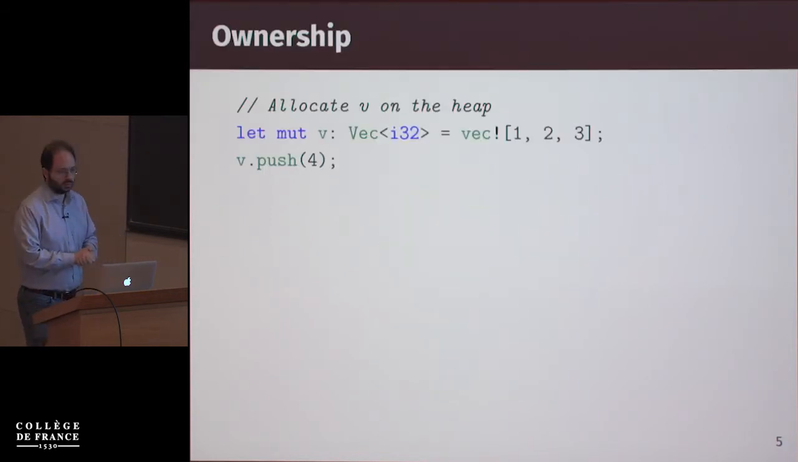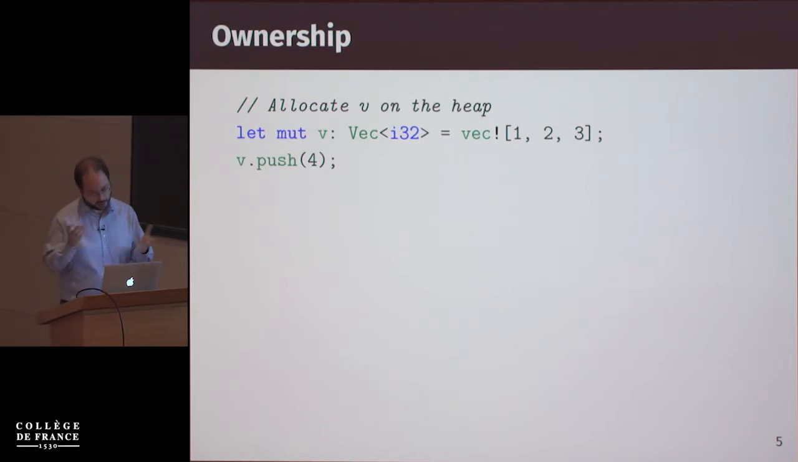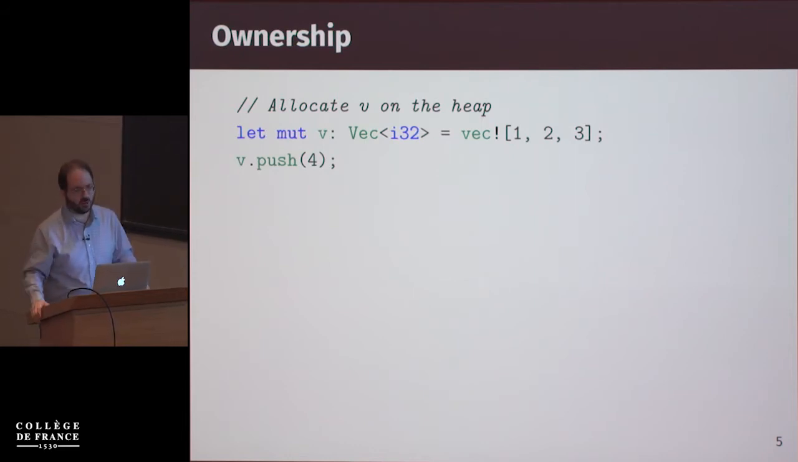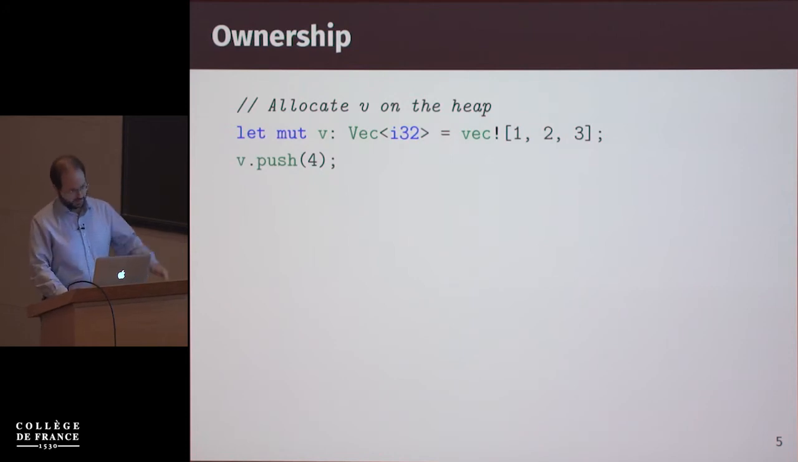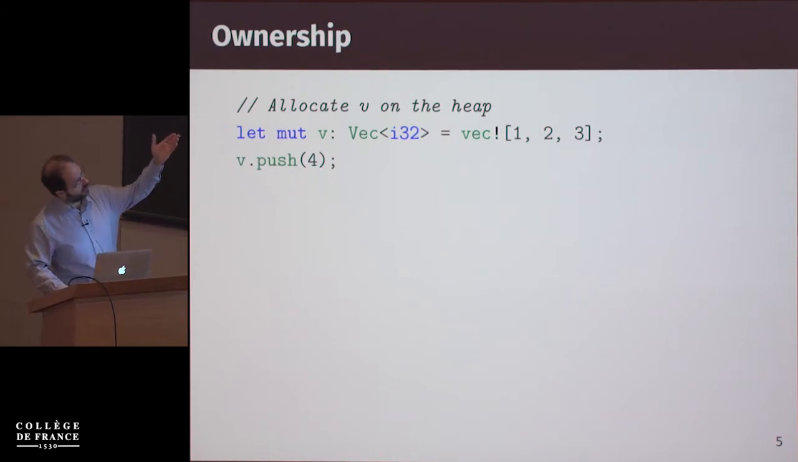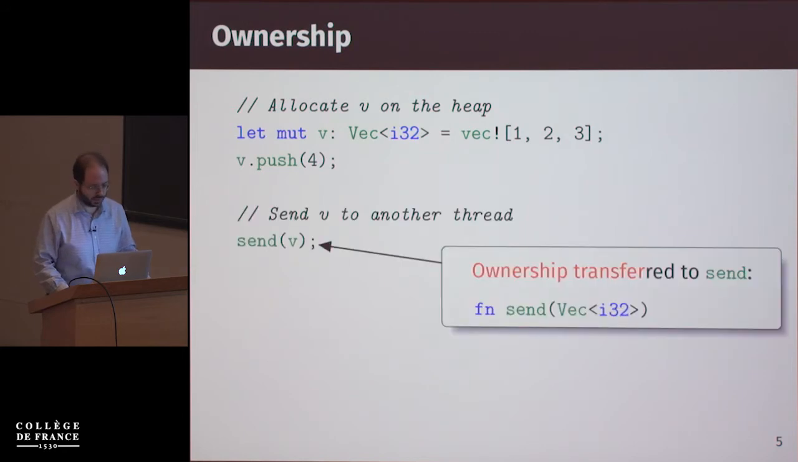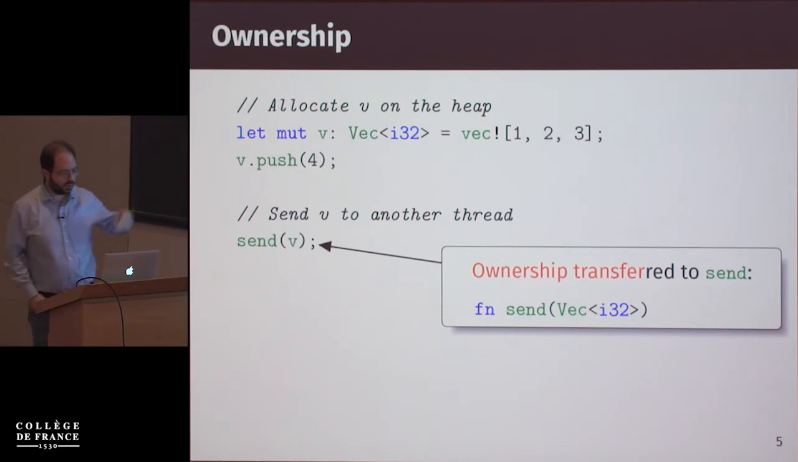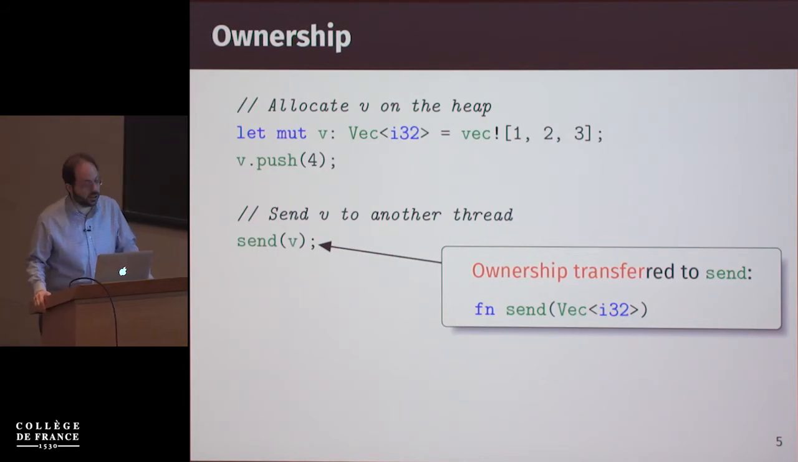So here's a simple example. And I should say that the idea of how you enforce this in the type system is through this concept of ownership, which we'll see here. So here we have a vector that we created. This is a mutable vector v. Initially it has the contents 1, 2, 3. We push 4 onto the end of the vector. Okay? And then here we send the vector to another thread. We call the send function and pass it the vector v.